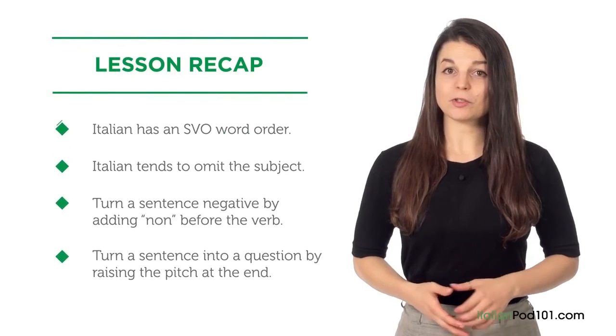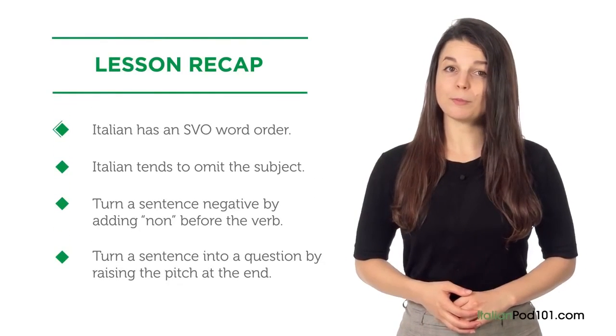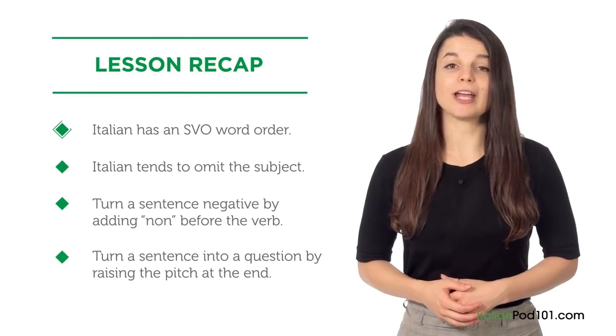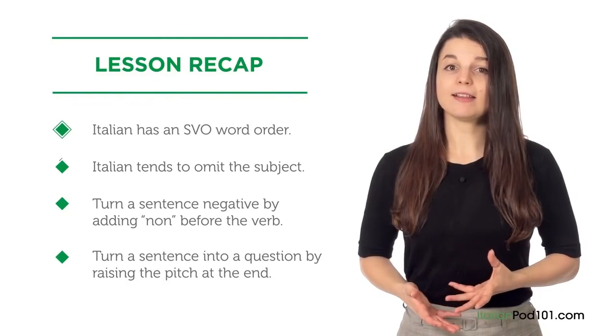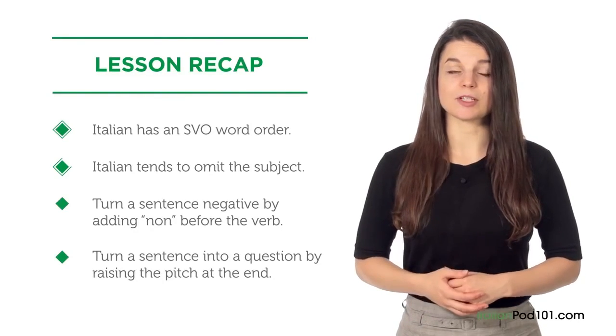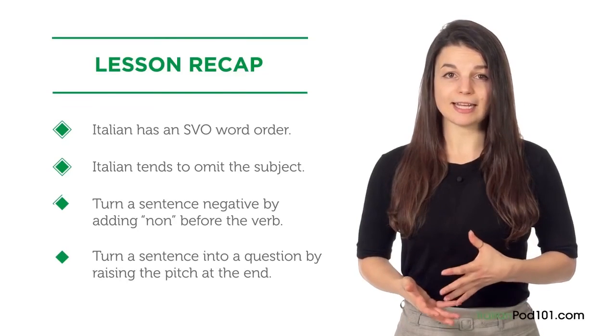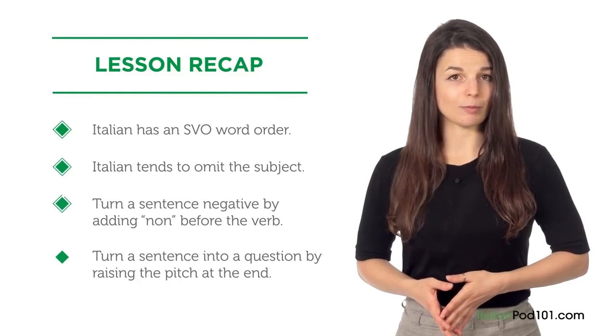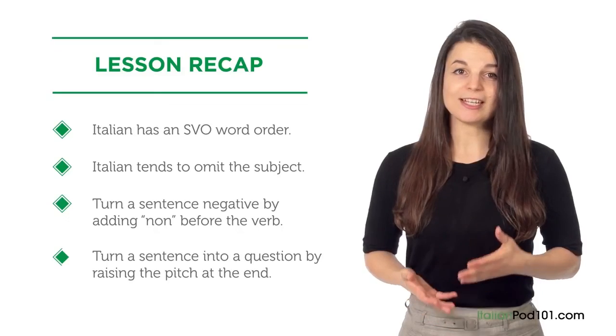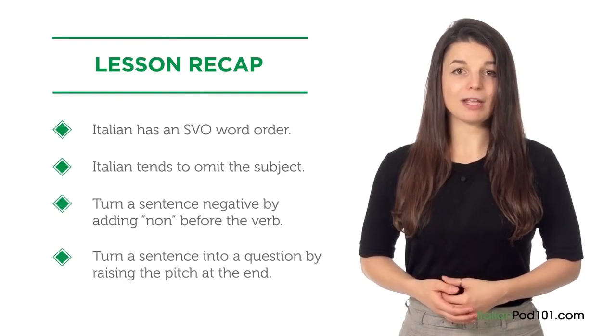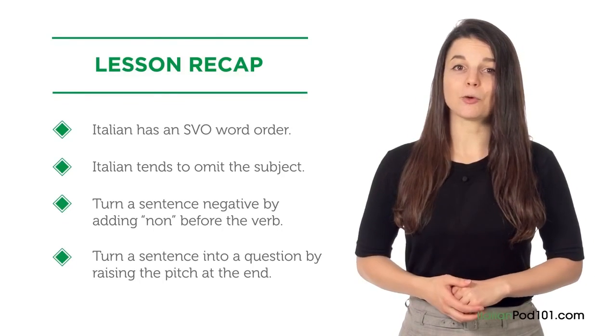Well done! We've covered a lot of things in this lesson, so let's recap what we've learned. In this lesson, you learned that Italian sentences can be formed using a subject, verb, object, or SVO word order. Italian tends to omit the subject if that subject is a pronoun. You make a sentence negative by adding non before the verb. To turn a sentence into a question, simply raise your pitch at the end. And if you want to be more specific, just add a question word at the beginning of the question.